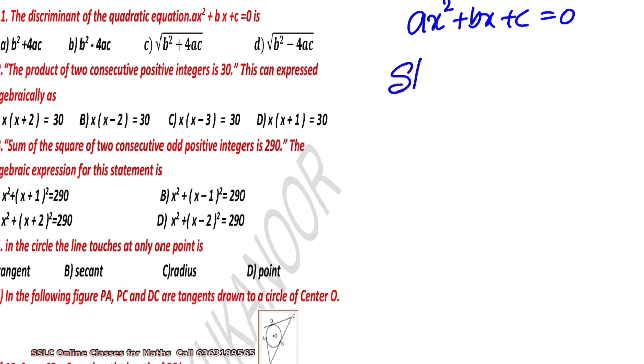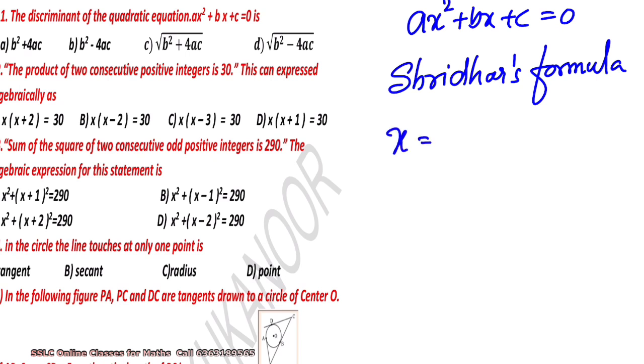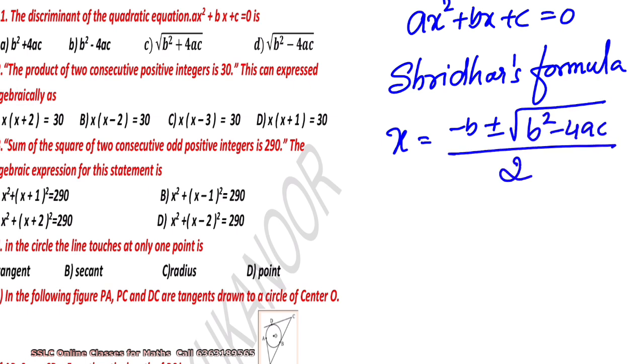We know the Sridhar's formula. We also call it the formula for solving quadratic equations, or Sridhar's formula. What is it? Variable x is equal to minus b plus or minus square root of b square minus 4ac, divided by 2a. That is the formula for us.